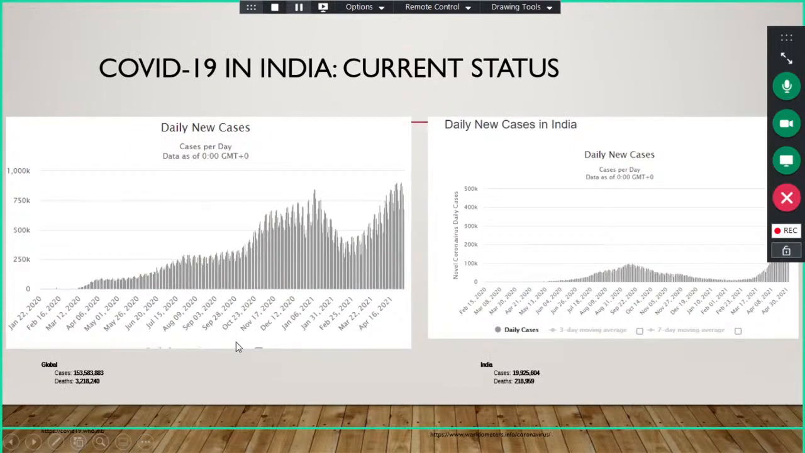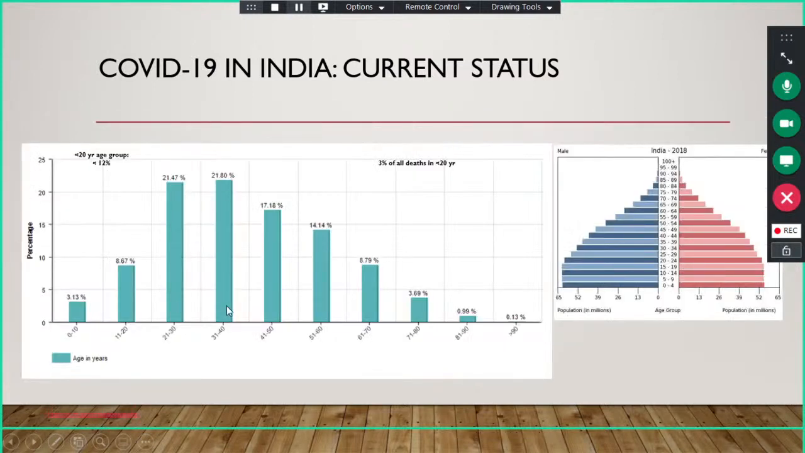You can see here the data on daily cases. There was a dip and then there is an increase, and daily new cases in India had a peak somewhere in August, September last year, and now there is another peak. Now that is receding from the middle of May onwards.